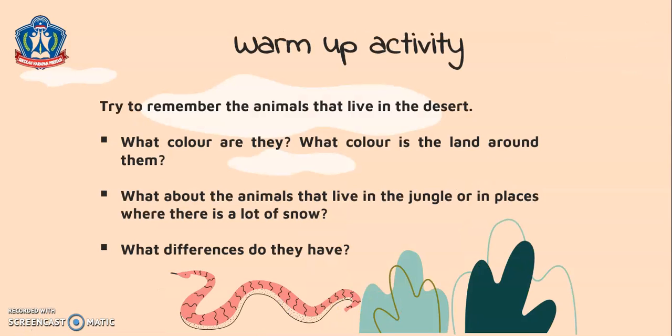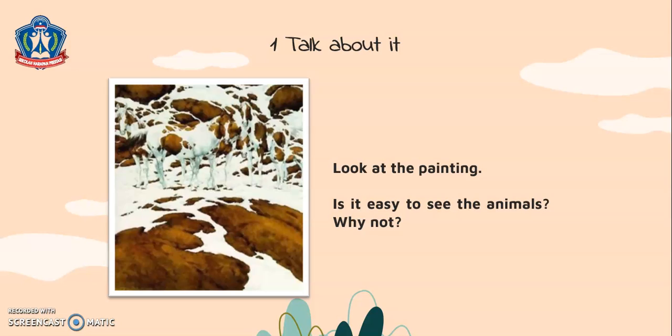For our warm-up activity, try to remember the animals that live in the desert. What color are they? What color is the land around them? What about the animals that live in the jungle or in places where there is a lot of snow? What differences do they have?